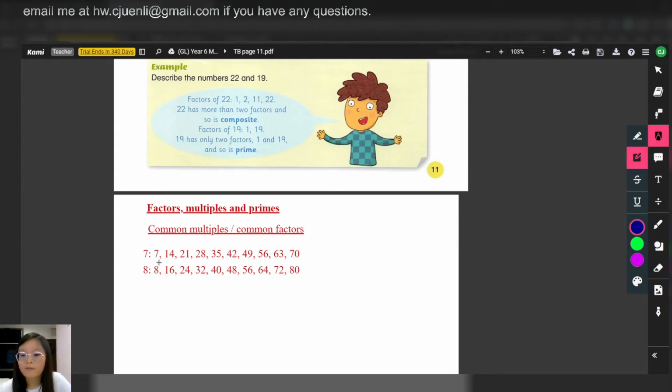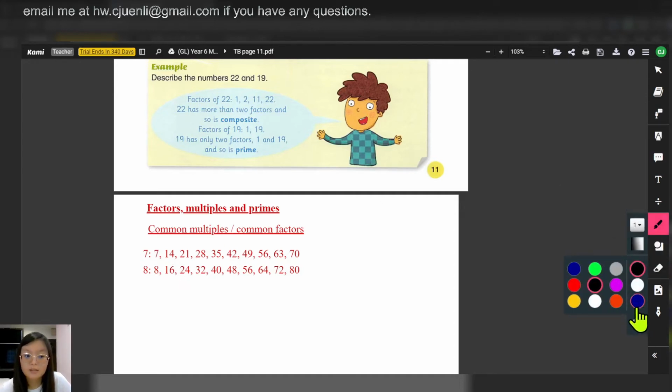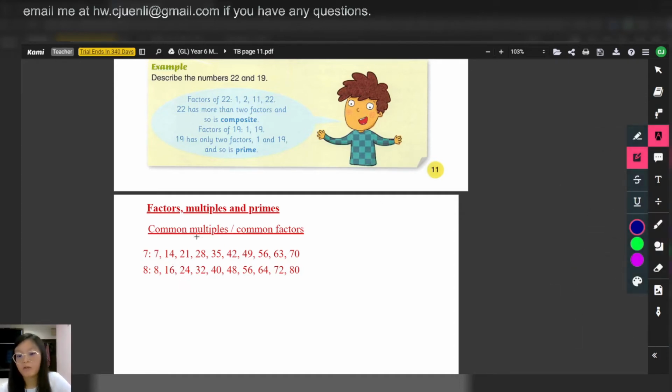We have to have the same number in both lists for it to happen, right? Normally they will ask you to circle, but this time I'll highlight it for you so you can see it much more clearly. Both numbers do not have 7, both do not have 8, 14, 16, 21, 24 don't have, 28, 32 don't have, 35, 40 don't have, 42, 48 don't have, 49 no, 56 yes. So 56 is the only number they have in common.